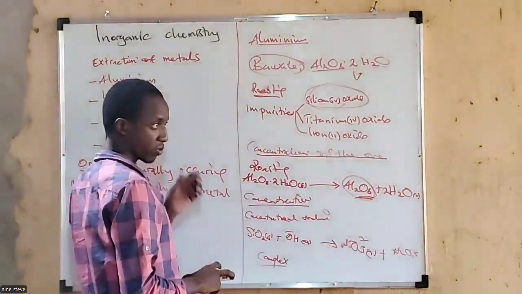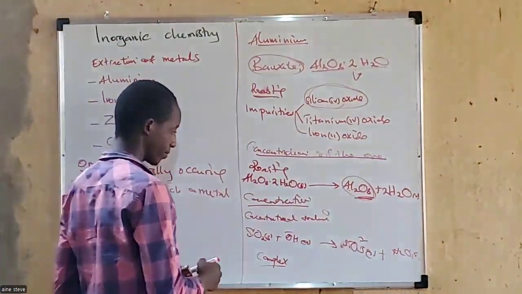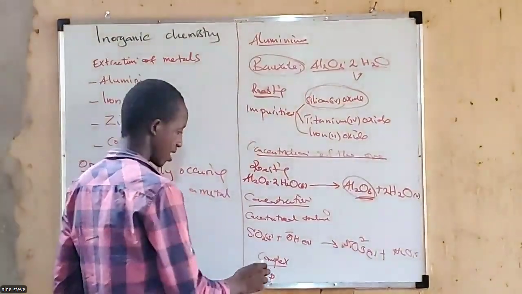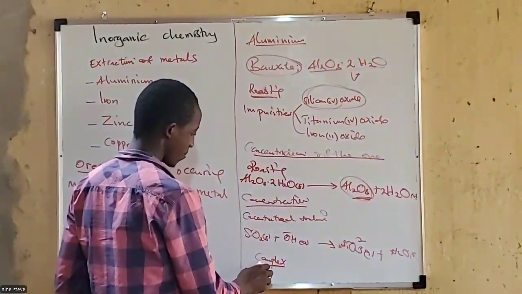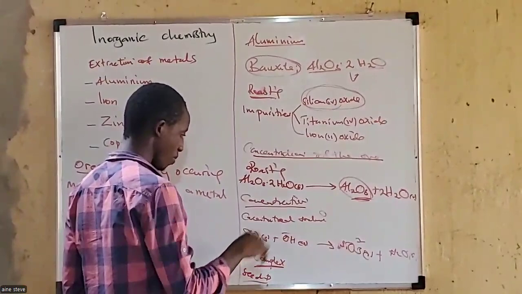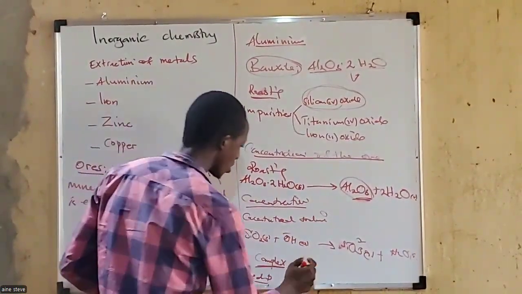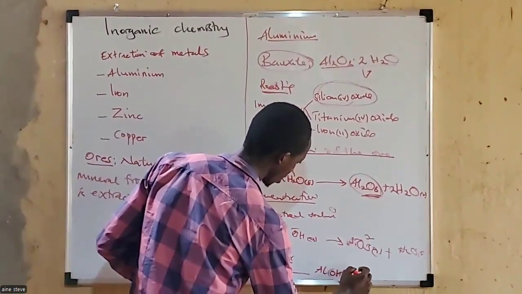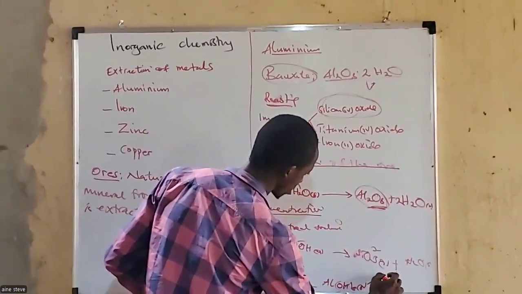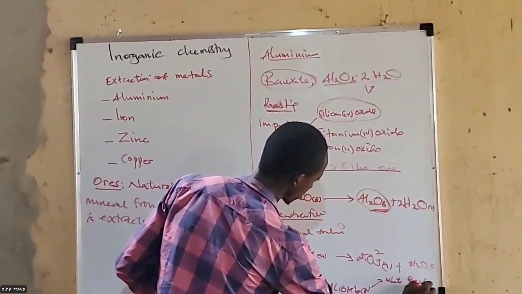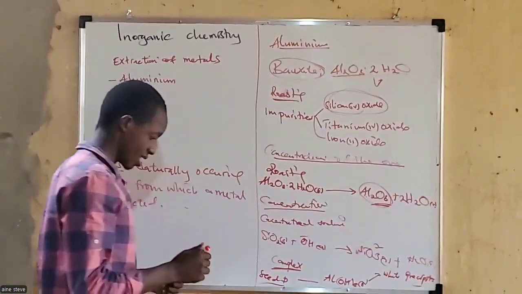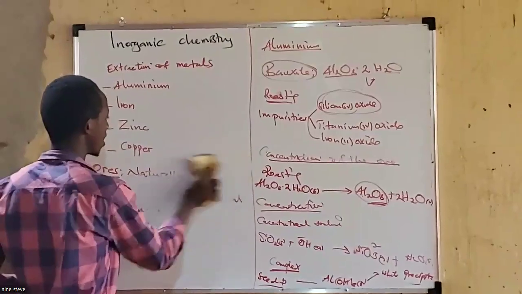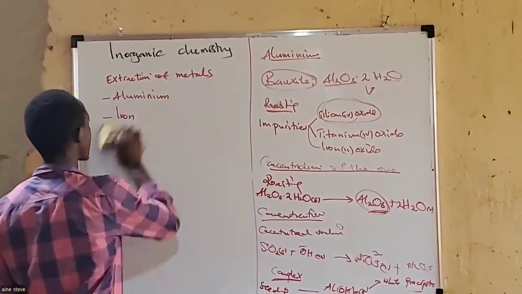The next step is for you to do what we call seeding. During seeding, you react the sodium aluminate with carbon dioxide. You bubble carbon dioxide through it to obtain aluminium hydroxide, which is obtained as a white precipitate. So that step is called seeding.